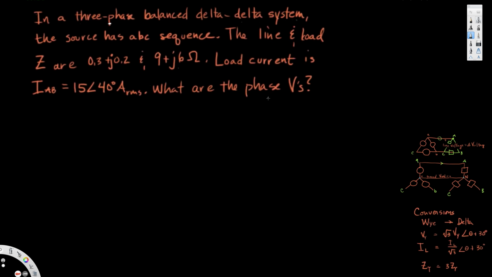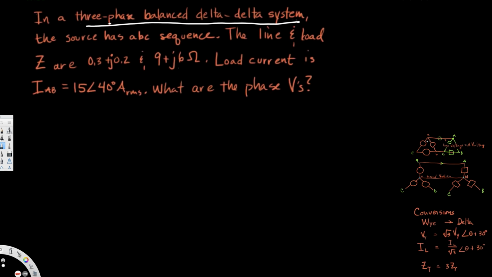Here the question is asking to find the phase voltages of the delta system, because in the question they have mentioned this is a three-phase balanced delta-delta system. If you look at a delta-delta shape, you can recognize it. If I draw a sample delta circuit, it's going to look like this, with so many meshes and other things, so it's very difficult to solve this kind of system.